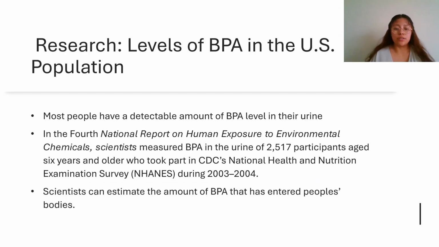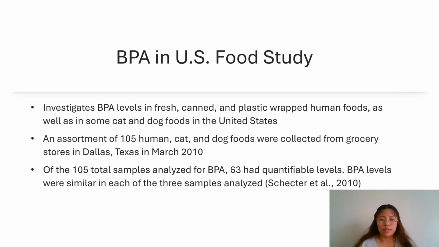So there's some research on the levels of BPA in the US population. Most people have a detectable amount of BPA in their urine. In the Fourth National Report on Human Exposure to Environmental Chemicals, scientists measured BPA in the urine of 2,517 participants aged 6 years and older who took part in the CDC's National Health and Nutrition Examination Survey during 2003 and 2004. By measuring BPA in the urine, scientists could estimate the amount of BPA that had entered people's bodies.